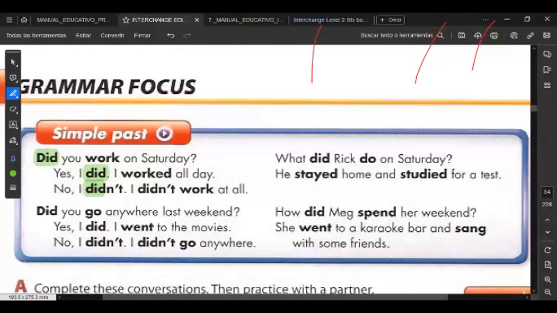Lucia, do you want to say something? No, I was just repeating. Ah, okay, no problem.